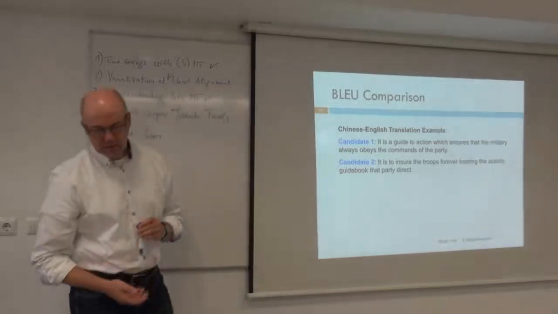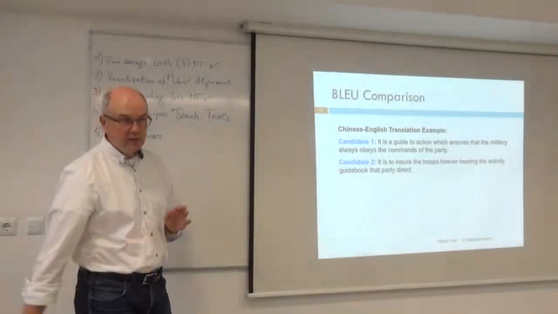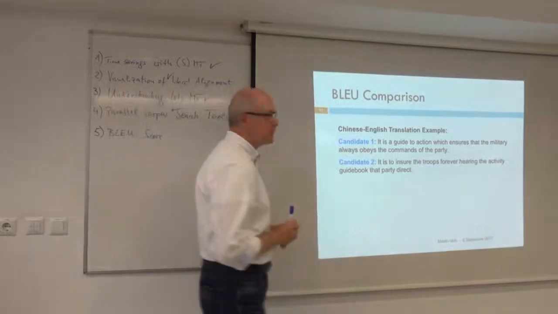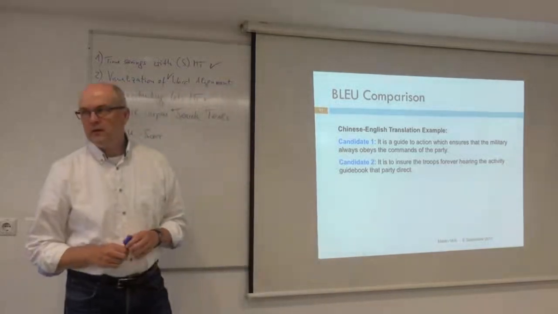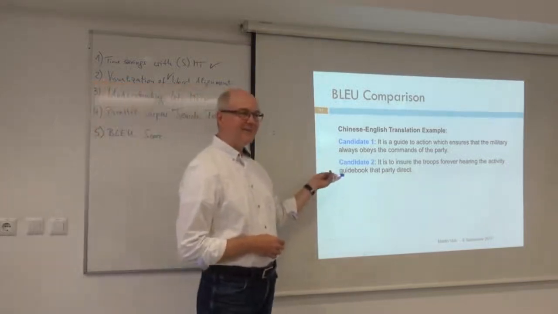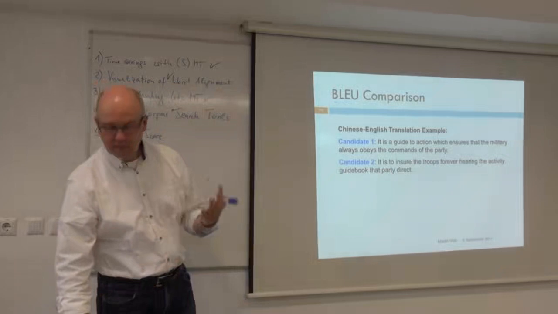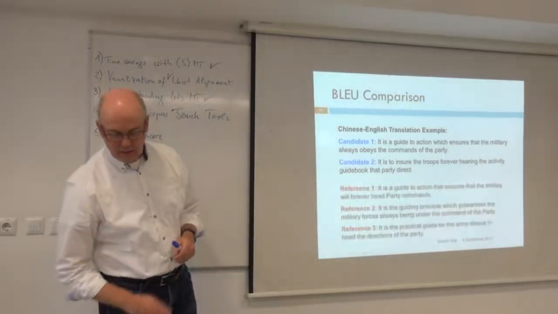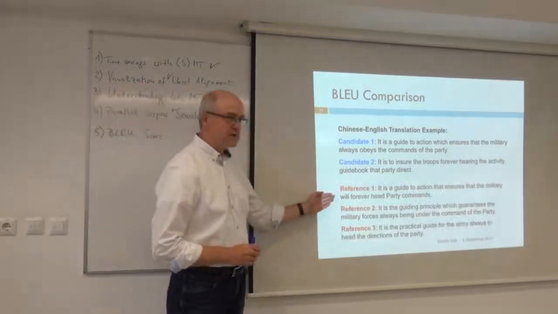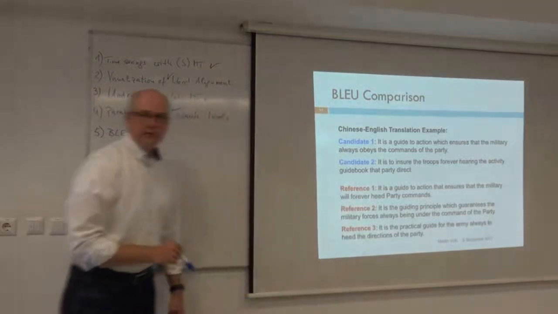The first one is, it is a guide to action which ensures that the military always obeys the commands of the party. The second machine translation said, it is to ensure the troops forever hearing the activity guidebook and party direct. And already now our stomach tells us the first one is better than the second one, right? Okay. And now how does Bleu come to the same conclusion? Well, we have three reference translations. So these three translations have been done by human translators. I'll let you read them for a second.